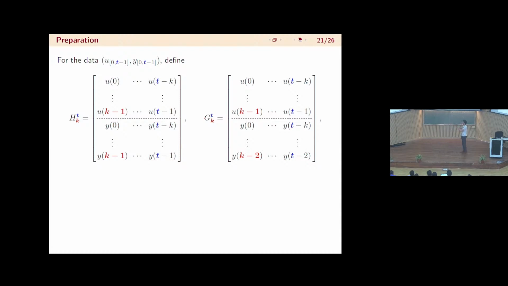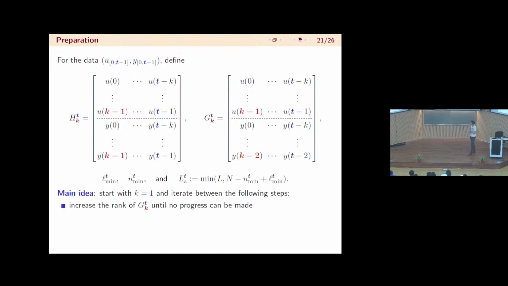So G_k^T is just this Hankel matrix, but I removed the last row of outputs. Similarly, I can also define L_min at a certain time t, N_min at a certain time t. So these are the numbers L_min and N_min determined on the basis of the data up to time t, and the actual bound on the lag, L_A^T.